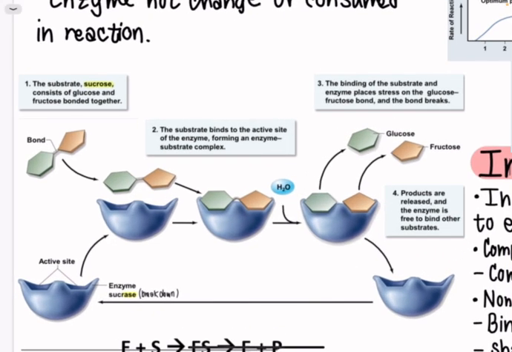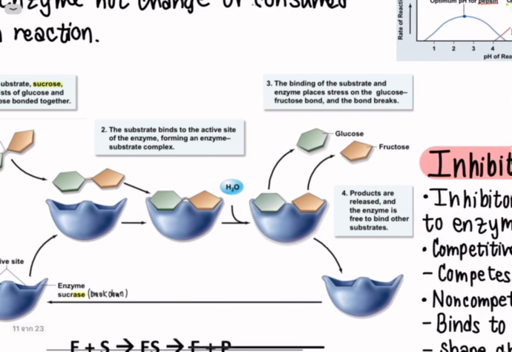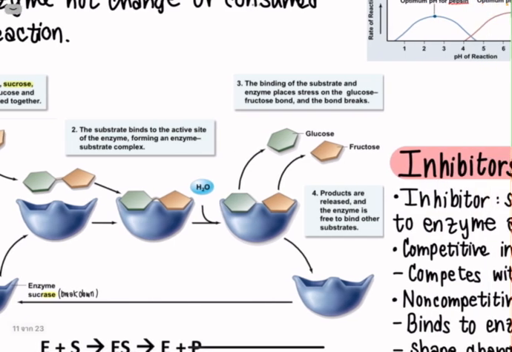For example, the substrate sucrose consists of glucose and fructose bonded together. The substrate binds to the active site of the enzyme, forming an enzyme-substrate complex. The binding of substrate and enzyme places stress on the glucose-fructose bond and the bond breaks. Then the products are released and the enzyme is free to bind other substrates.